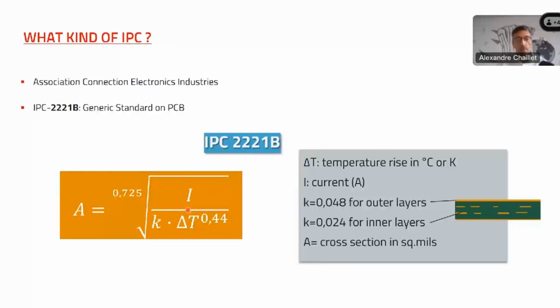It depends, of course, on your current. It depends, of course, on the delta T that you want to reach. And on this factor K, which is given by whether it's an outer layer like this one or an inner layer like this one. In a second, I will show you what the impact is. But the big interest of that formula is that there is no current limit. You can go up to 100, 200, 500 amps. For example, if you use a red tube, you can go up to really high current, and then you can use this formula.